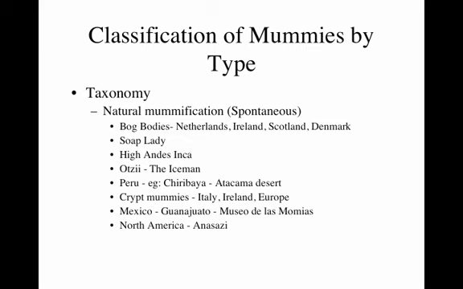Crypt mummies in Italy, Ireland, Europe, and other locations. These crypt mummies are in cool, dry locations, and this again causes rapid desiccation and produces an accidental or spontaneous mummy.